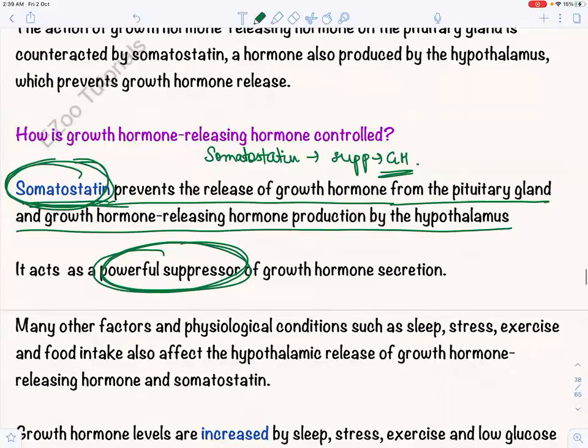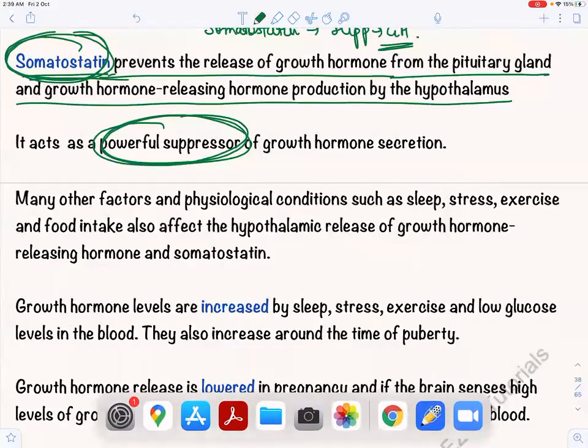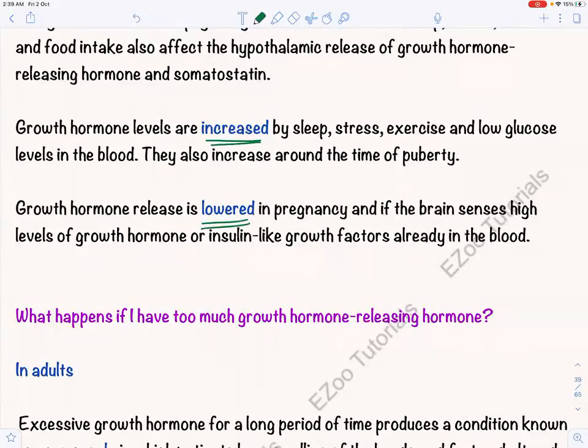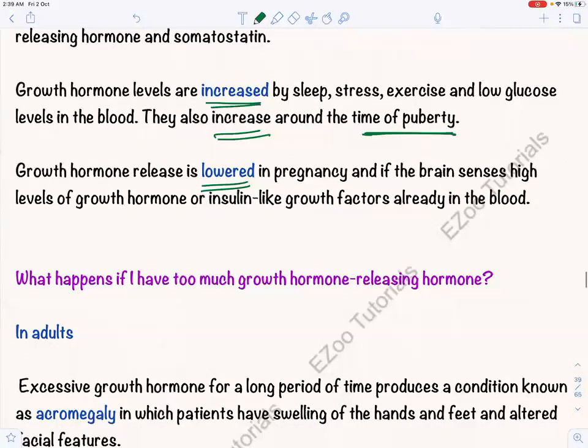And let us see, you have to read everything. Growth hormone levels are increased when and lowered when. Write it. Okay, they are increased during the time of puberty also. Mostly during the time of puberty.